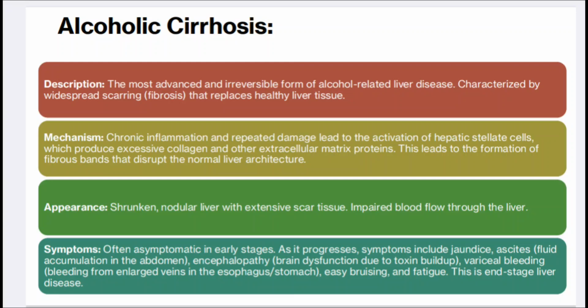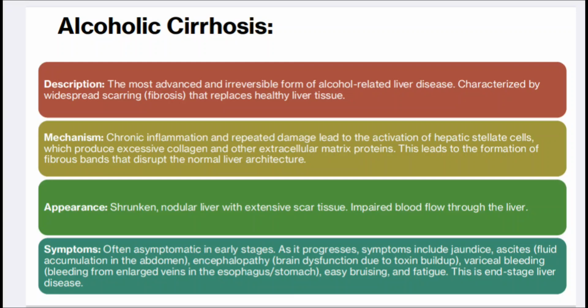The chronic inflammation and repeated damage lead to the activation of hepatic stellate cells, which produce excessive collagen and other extracellular matrix proteins. This leads to the formation of fibrous bands that disrupt the normal liver architecture. Appearance: whenever alcoholic cirrhosis occurs, there is shrinkage of the liver, then a nodular liver with excessive scar tissue and impaired blood flow through the liver.